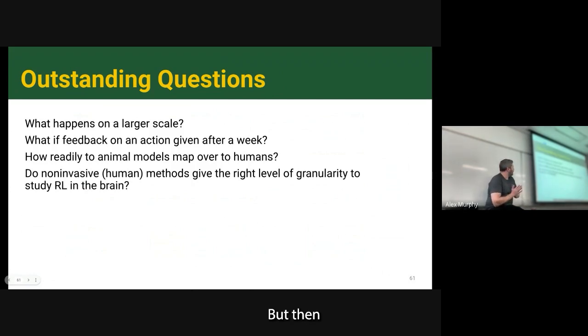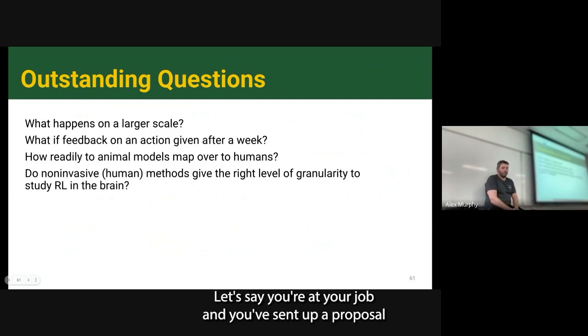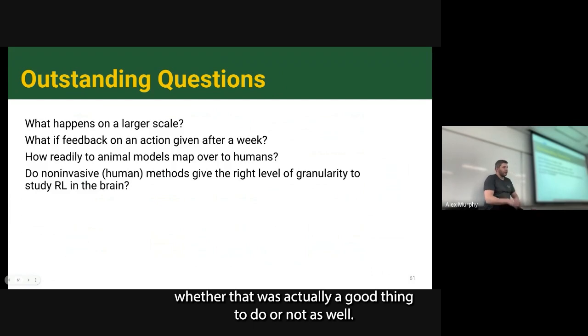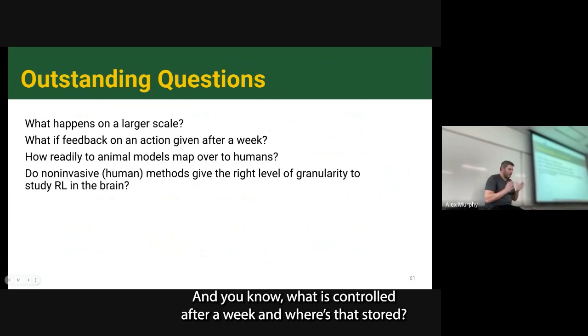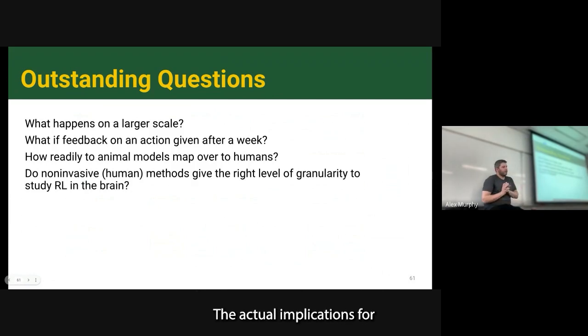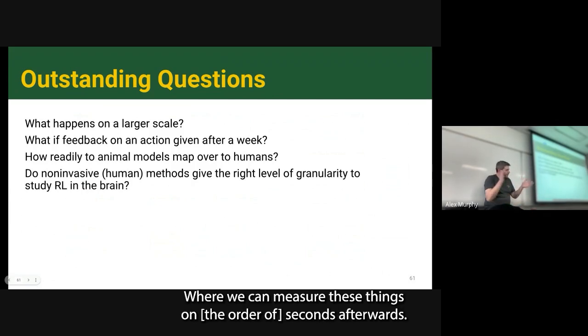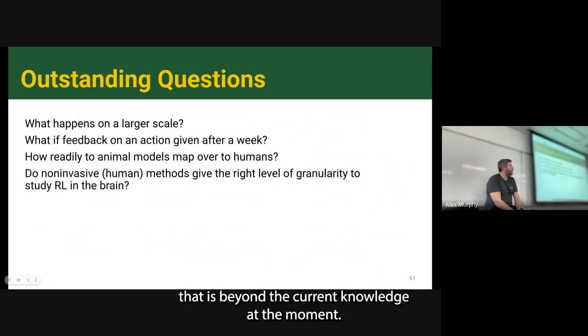But then what about feedback on action given after a week? Let's say you're at your job and you've sent up a proposal to your manager, for example, and you won't know until your monthly review at the end whether that was actually a good thing to do or not as well. There's no current model for how we can model things after this time, and what is controlled after a week and where is that stored. There are actual implications for how we learn and have reinforced signals, which can only really be done in this kind of huge stimulus basic reward, where we can measure these things in seconds and afterwards as well. There's clearly something else going on in the reward prediction system that is beyond current knowledge at the moment.